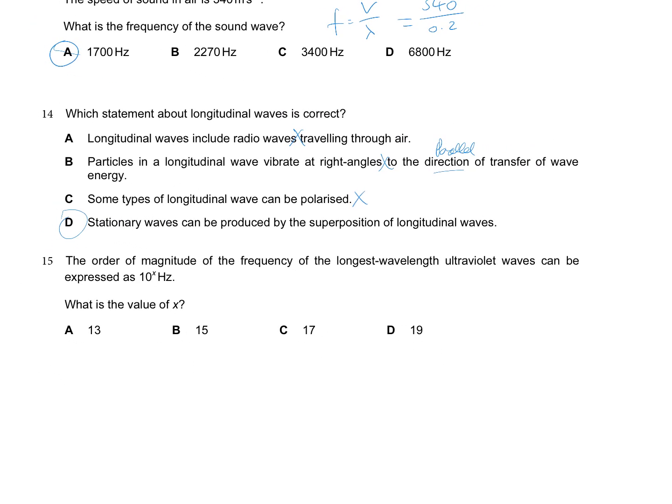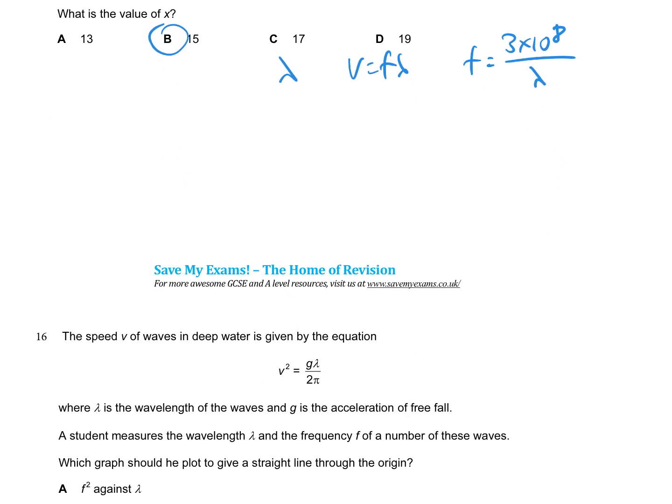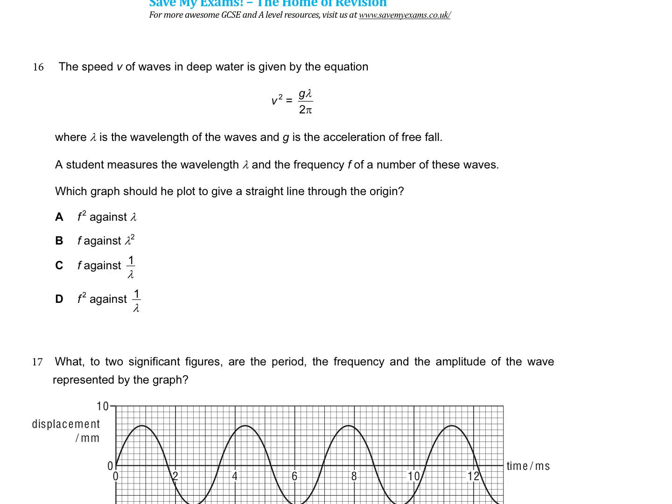The order of magnitude of a frequency of the longest wavelength ultraviolet light. Now, you either know this or you don't. Again, if you don't know it, check your notes. It's B. Now, remember, you will have learned the wavelengths for all of these. So you need to use the equation v equals f lambda to find possible frequencies. Remembering that the speed is 3 times 10 to the 8 over the wavelength ranges that you know. That will give you an answer. Only one possible is B.